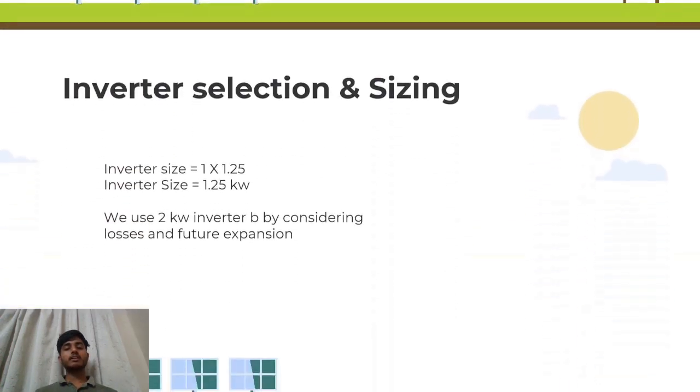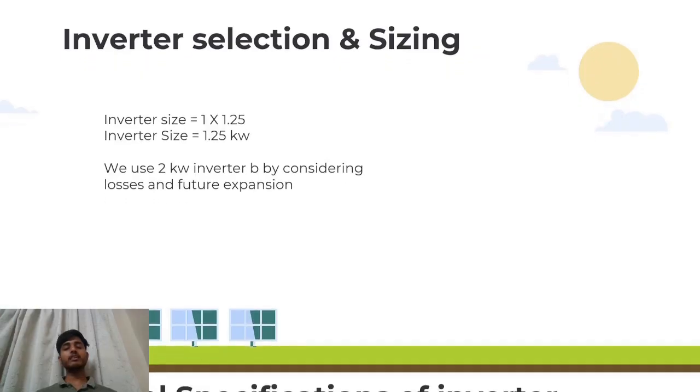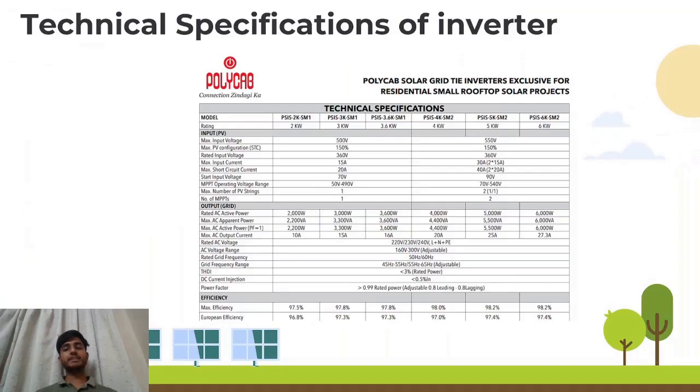So now let us calculate the inverter size. To calculate the inverter size, we have to multiply the total PV plant capacity into 1.25. So I got 1.25 kilowatt. So I have considered 2 kilowatt inverter by considering losses and future expansion. And these are the technical specification of the inverter that I have considered, which is of Polycap company.